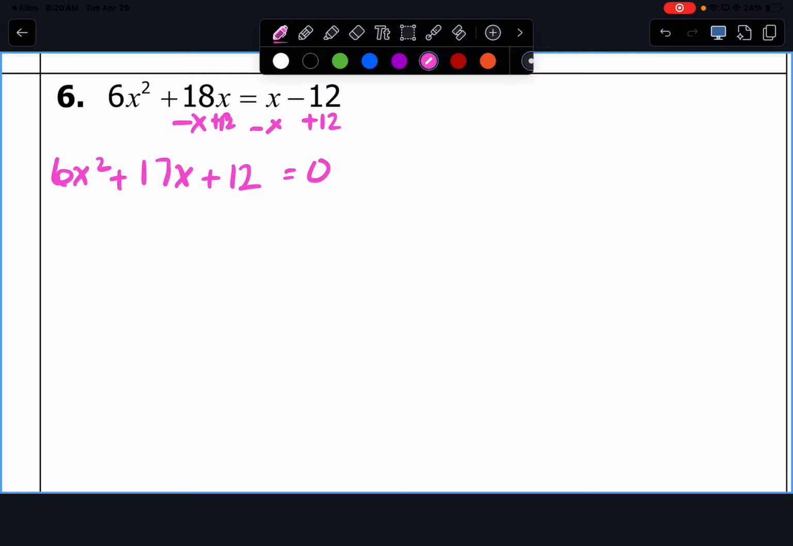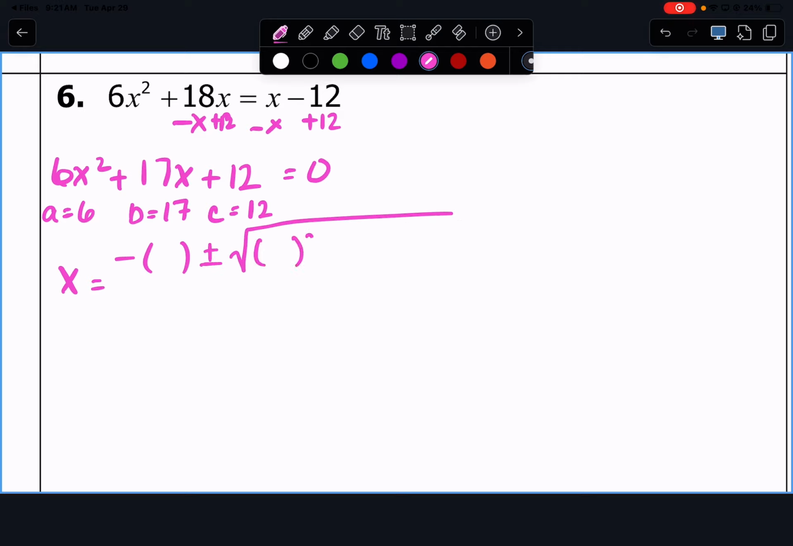We still have too many conversations happening. What is A? What is B? Negative 17. Okay, and C is 12. Okay, so now we get x is equal to negative b plus or minus the square root of b squared minus 4ac all over 2a. Remember, setting it up like that first eliminates a lot of the sign errors that happen in the quadratic formula, because it just lets it be exactly how you can type it into a calculator.